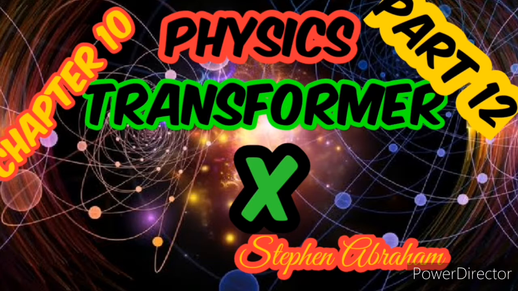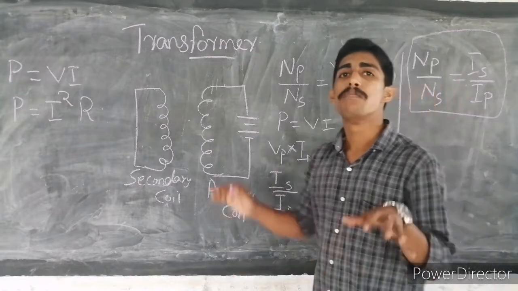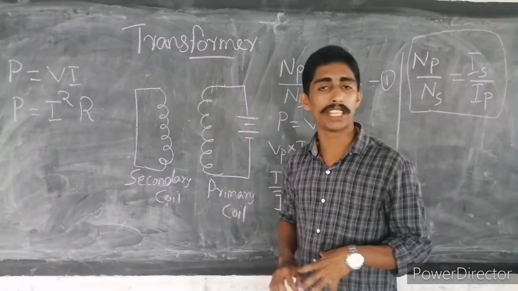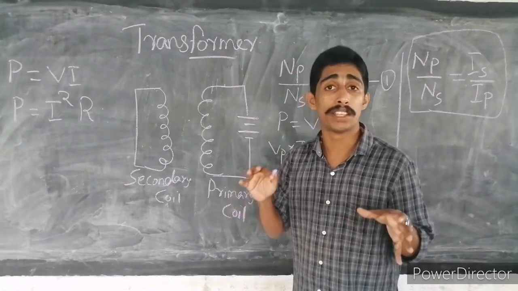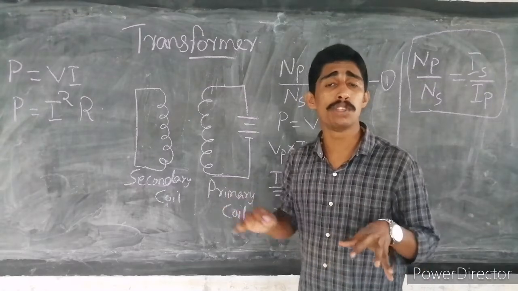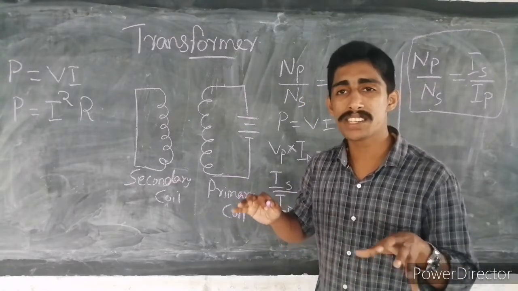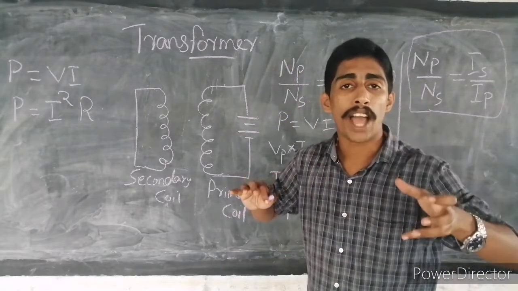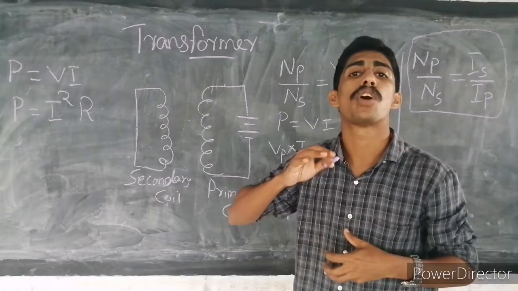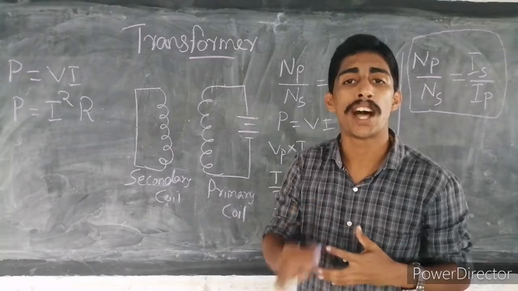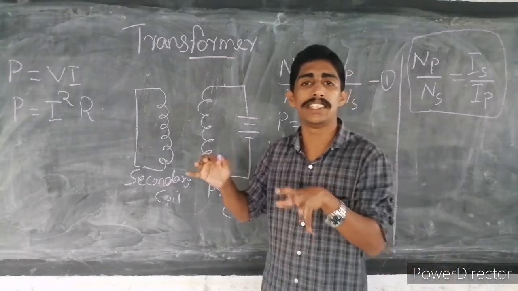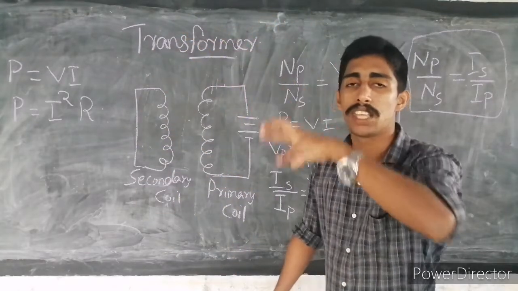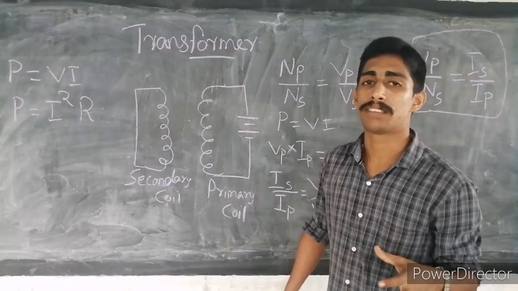Today we are going to study about the transformer. Before discussing the transformer, we have to recollect the concept of mutual induction. You may remember mutual induction. What do you mean by mutual induction? Mutual induction means that while we pass electricity through a conductor, an induced current forms in another coil, called a secondary coil, due to the change in magnetic flux. So the transformer also works on the same principle, mutual induction.